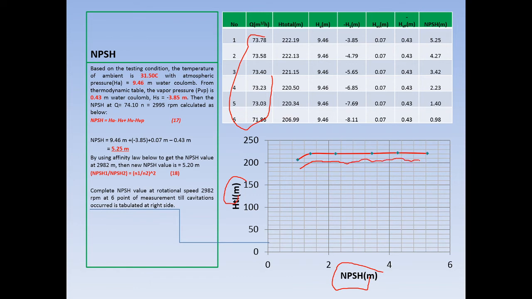This graph is the net pressure suction head in meters. This is the net pressure suction head, and this is its effect on the head total. So you make the graph. Quite an interesting graph. Here is the starting point, and then finally the head reaches a constant.